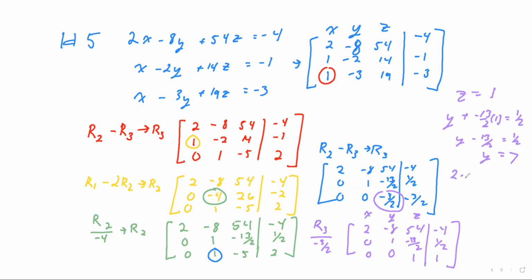And so I have 2x minus 8 times 7 is 56, plus 54 times 1, which is just 54, equals negative 4. Well, negative 56 plus 54 is negative 2. Add the 2 over, so I get 2x equals negative 2. Divide by 2, I get x equals negative 1. So my answer here is negative 1, 7, 1.